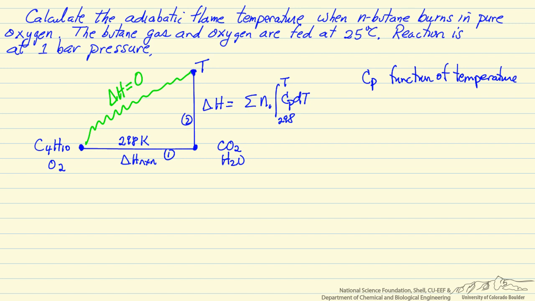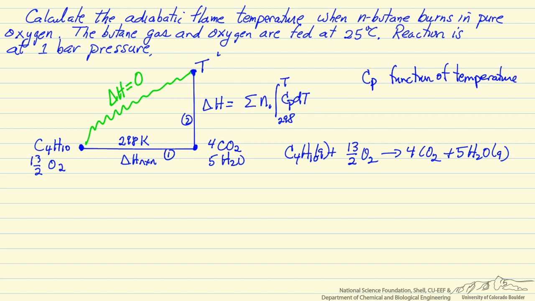We need to first write the balanced equation. So this balanced equation means we have 1 mole of butane, 13½ mole of oxygen, 4 moles of CO2, 5 moles of water. And of course, at this final temperature here, we have 4 moles of CO2 and 5 moles of water. So first, we're going to calculate the delta H for a reaction.